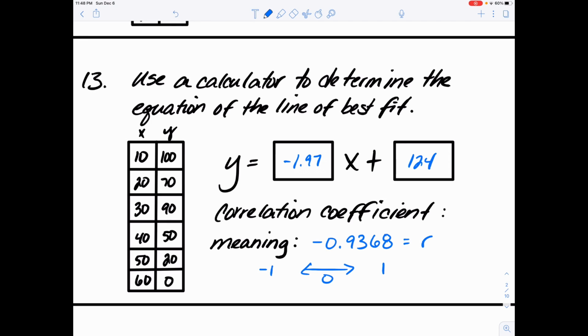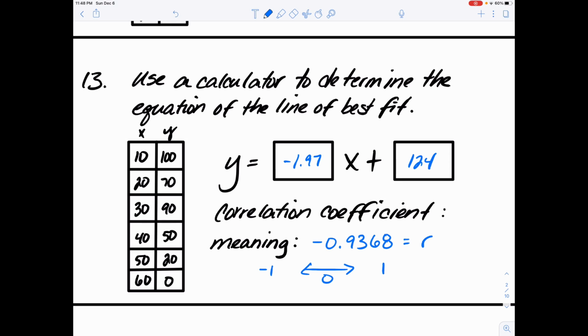So what you may notice is this number is still relatively close to negative 1. So it is still considered a strong negative correlation. But notice how at negative 0.93 instead of negative 0.99, it's not as strong as our previous examples. So negative 0.93 is a little bit closer to 0 than negative 0.99 was.